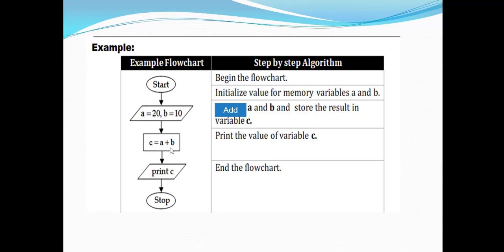And then we are performing the addition, not multiply, it is addition. We are performing the addition operation between a and b, and then we are printing the value on the screen, that is c is equal to a plus b. The result is in c. Then this is printing the result, print c, and stop represents the end of the flowchart.